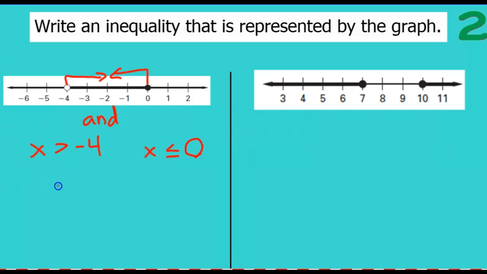So to write this out, we would have -4. We're going to flip our sign. So then x is still greater than -4, and x is less than or equal to 0. So x can be anything in between -4 all the way up to 0.